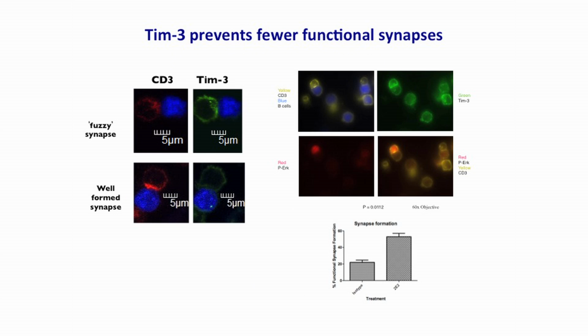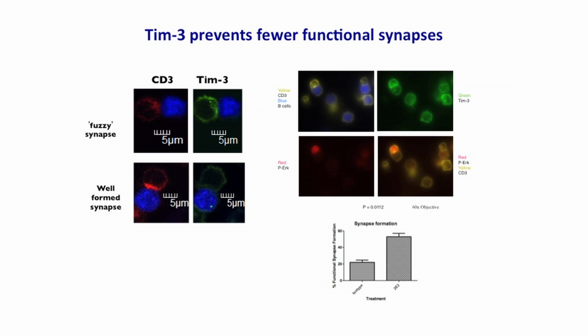Now, generally speaking, in T cell signaling, a good immune synapse is one that looks very clear and distinct and is usually associated with signaling. A bad immune synapse is one that looks kind of fuzzy. What we found is that when TIM3 was present at the immune synapse, the CD3 staining was very fuzzy. When TIM3 wasn't present, the immune synapse was very well seen.